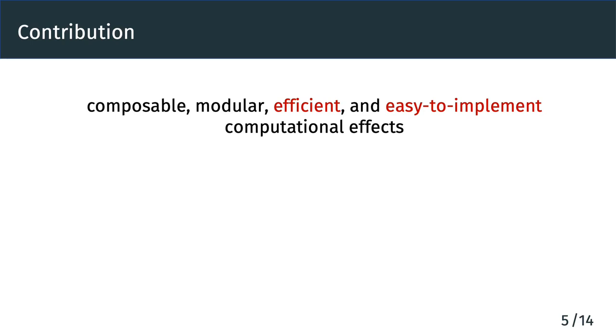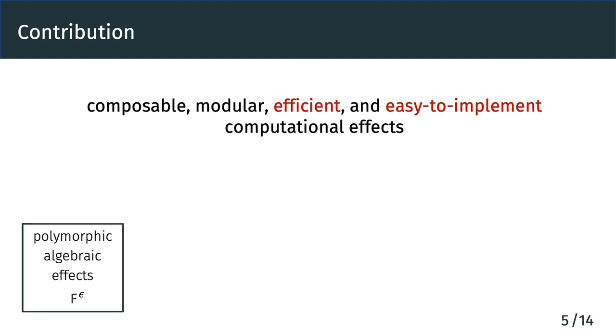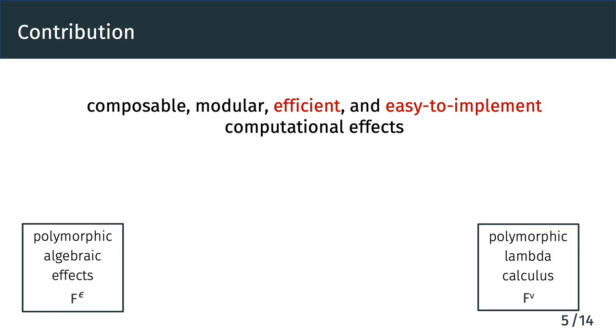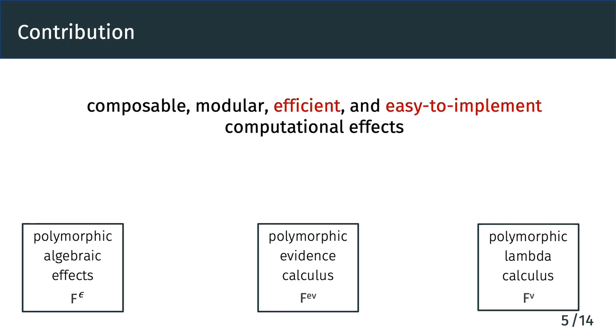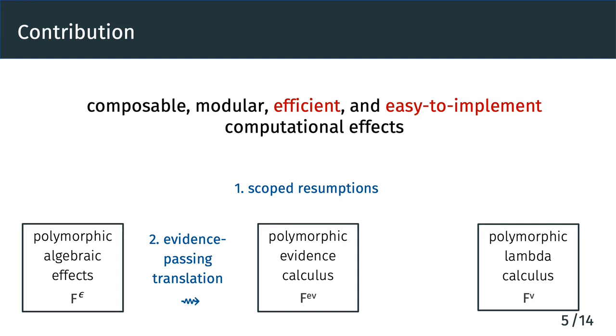Hence, the goal of our work is to have composable, modular, efficient, and easy-to-implement computational effects. To this end, we present new semantics of algebraic effects in terms of polymorphic lambda calculus by first introducing an intermediate evidence calculus. We can then elaborate polymorphic algebraic effects via evidence passing translation to the evidence calculus. This turns out to be surprisingly tricky to get right. In particular, the coherence of evidence translation turns out to only be preserved under scoped resumptions.